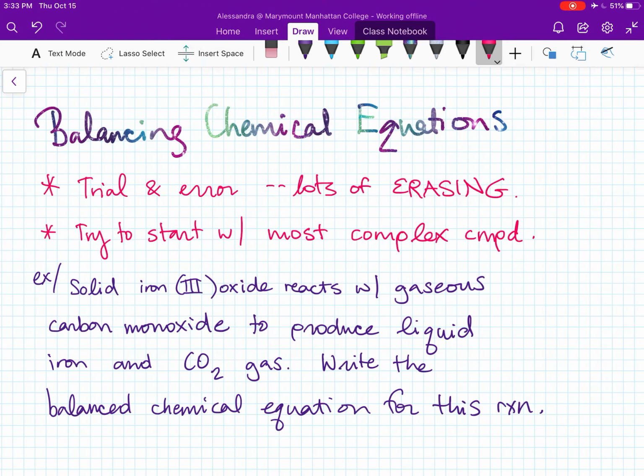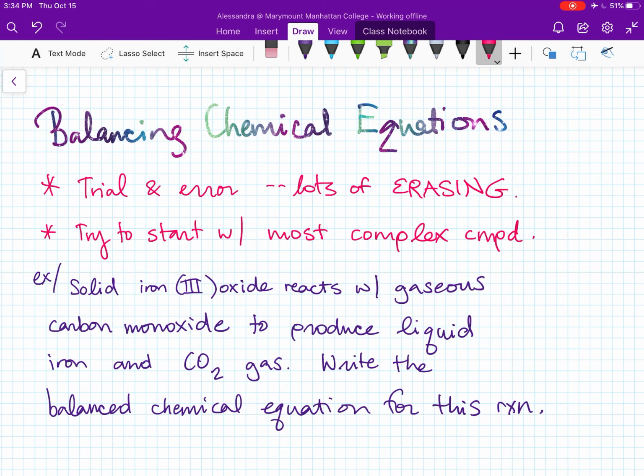So how do you balance chemical equations? It's something that's really impossible to teach. You just have to do lots and lots of examples. And you have to do so many examples that you feel comfortable balancing any equation that's thrown at you. The beauty of it is that you're always able to check your work and know if you are right by just counting up the number of atoms on each side of the reaction.